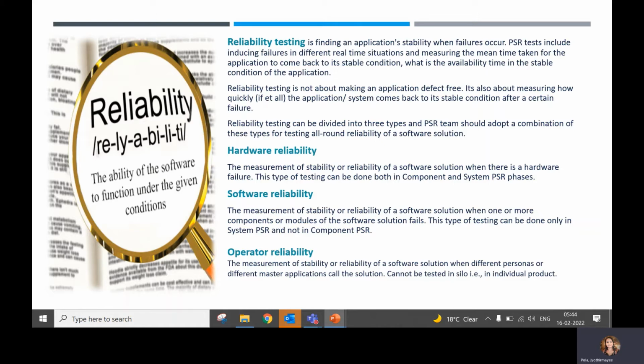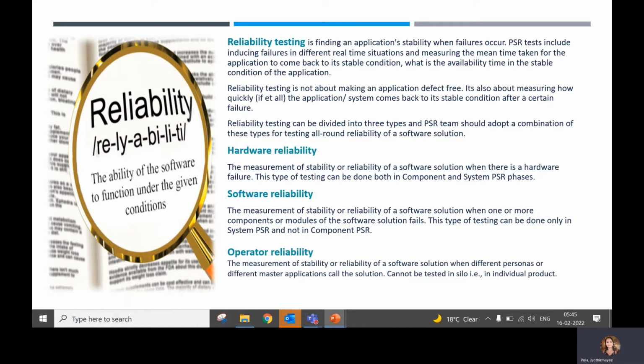PSR, when it comes to reliability testing and resiliency testing, is not about making it fault-free. It's not about making it bug-free. It is about understanding and accepting that there may be failures in various untoward situations, but will my product, will my system, bounce back to normalcy after the failure? How quickly does it come back? And before it fails and after it fails, before it comes back to normal, what is happening in the product? How is the system behaving? Do I have any losses? Can I control them? If there are losses, how deeply are those valued? How deeply do they affect the customer?